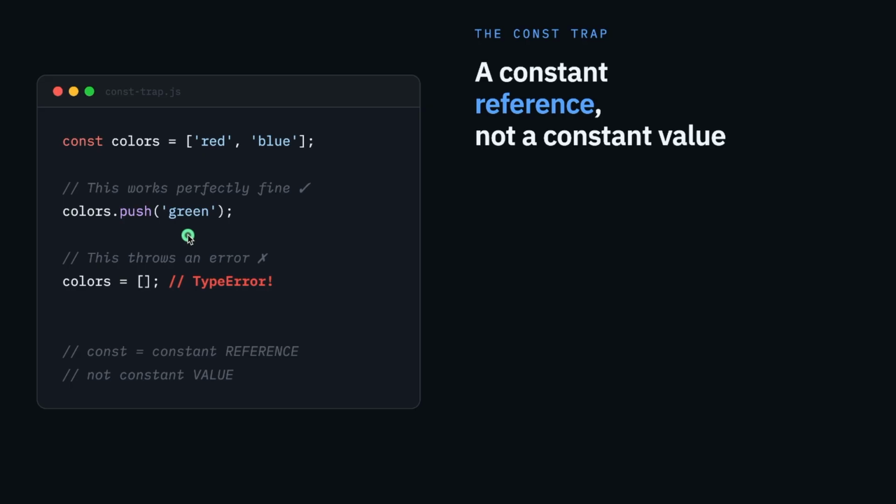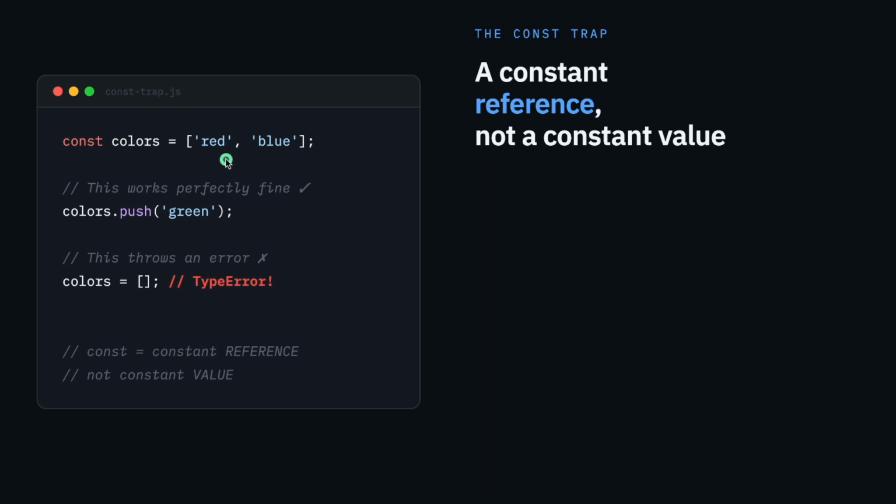Most people might think that since colors is declared using the const keyword, this line should result in an error, but that is not the case. This line works perfectly fine. You get an error when you try to assign colors to a new empty array. Why does that happen? The thing to remember here is that const refers to constant reference. It doesn't mean constant value.